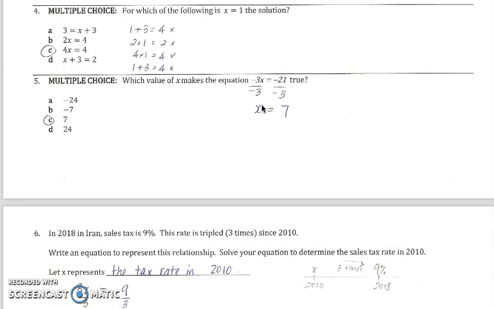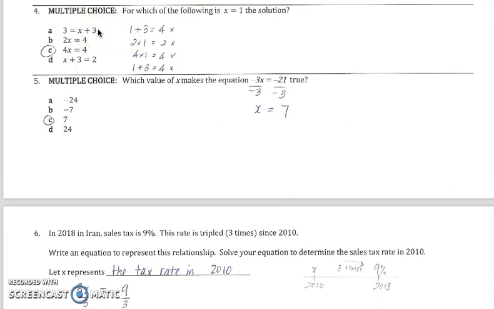Number 4. It's a multiple choice question. For which of the following is x equals 1 the solution? So we have done this in the previous exercise too. You have to substitute 1 into each one of the equations to see if left side is equal to right side. So plug in 1 into A.